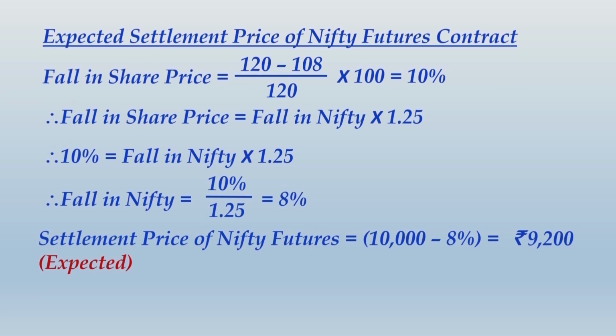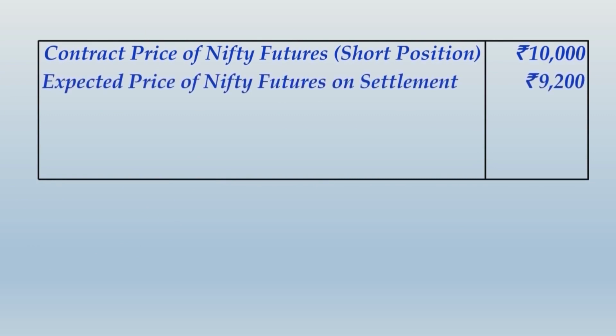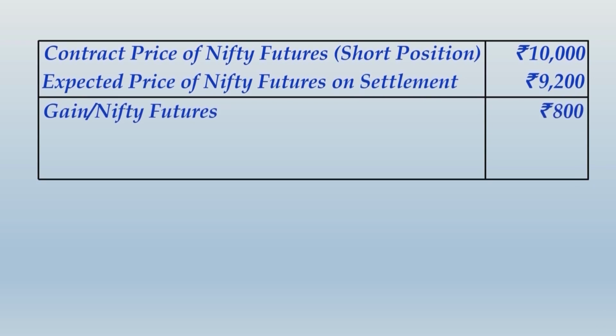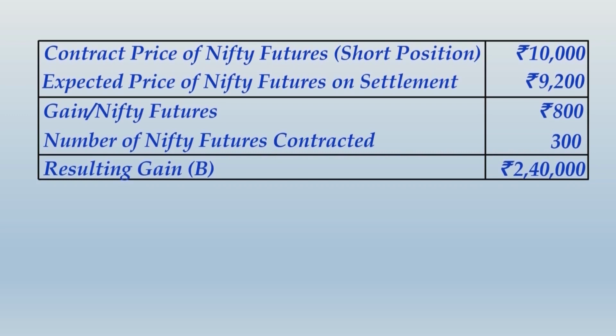Alright friends, you would have finished writing this. Let us see the impact of this expected settlement price on the gain or loss that arises on the Nifty futures contract as expected after 3 months. So, the contract price of Nifty futures with short position is 10,000. That is what we have entered into today, and the expected price on settlement is 9,200. As simple as, you have agreed to sell at 10,000 and on settlement the price is 9,200. Obviously, you have made a gain of rupees 800 per Nifty, and the number of Nifty futures contracted is 300, and therefore the resulting gain will be rupees 2,40,000.